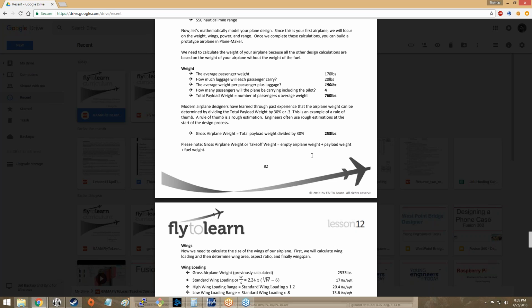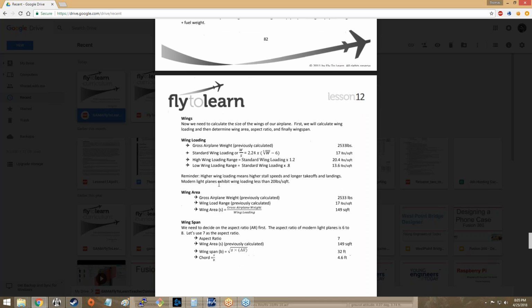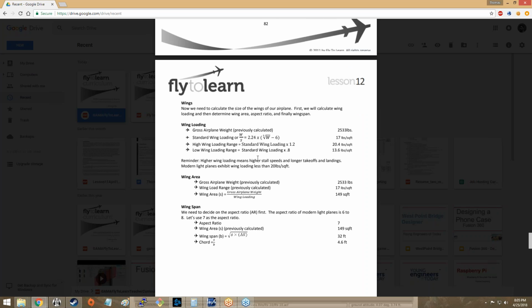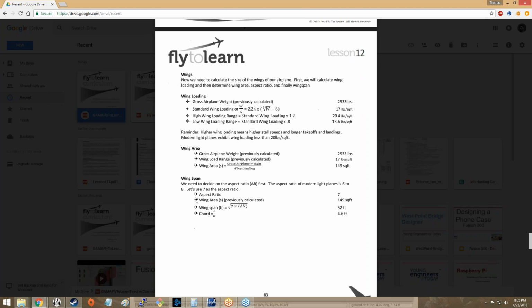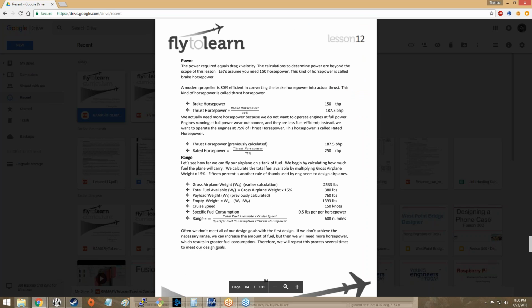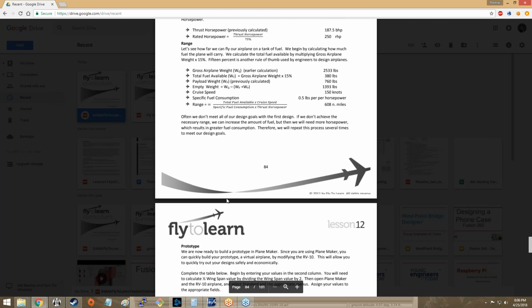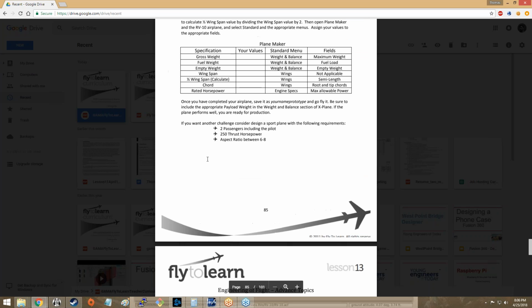So that's going to be however much our passengers weigh combined divided by 0.3 in order to get the gross airplane weight. Then from there, you can get the standard wing loading. The standard wing loading can give you the wing load range, as well as the wing area. The wing area can give you the wingspan and the chord. And then the horsepower, you can calculate the rated horsepower and the thrust horsepower and everything like that. And then get the fuel and everything.